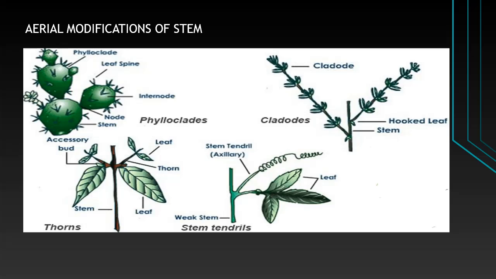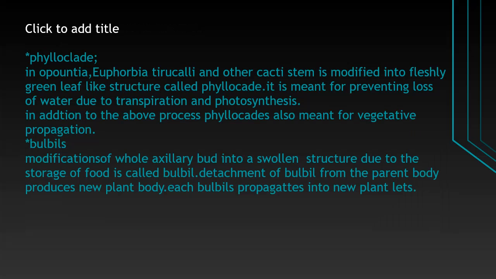We can just go through the pictures now. Aerial modifications of stem: phylloclade. In Opuntia, Euphorbia tirucalli and other cactus, the stem is modified into a fleshy green leaf-like structure called phylloclade. It is meant for preventing loss of water due to transpiration, and for photosynthesis. In addition to the above process, phylloclades are also meant for vegetative propagation. They are not only meant for preventing water loss, they also help in vegetative propagation.